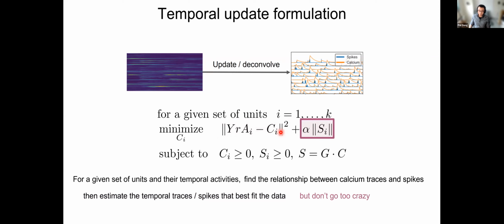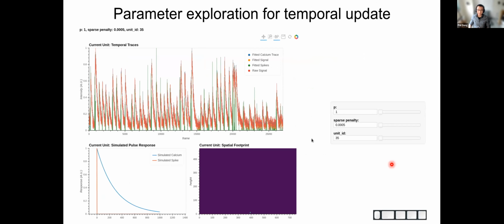So again, it's quite similar to spatial update. You have two competing goals in this single optimization problem. You want to fit the traces, but you don't want to overfit them so that you end up with a lot of noisy spikes. And again, a parameter called sparse penalty is controlling the balance of these two goals. And here is a visualization that helps you to determine the proper value of this.